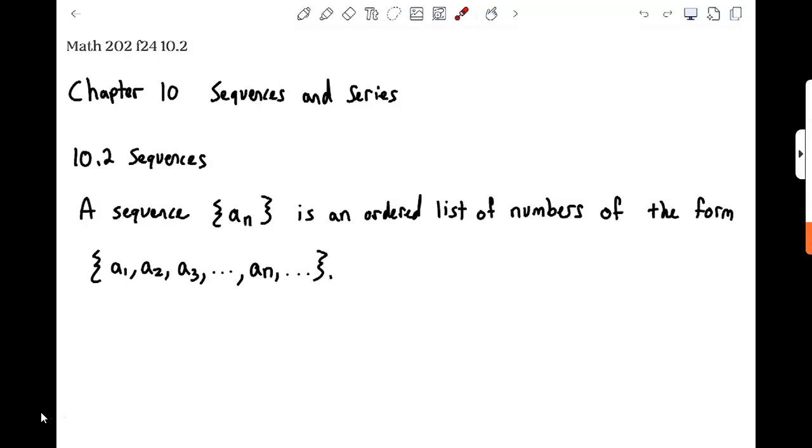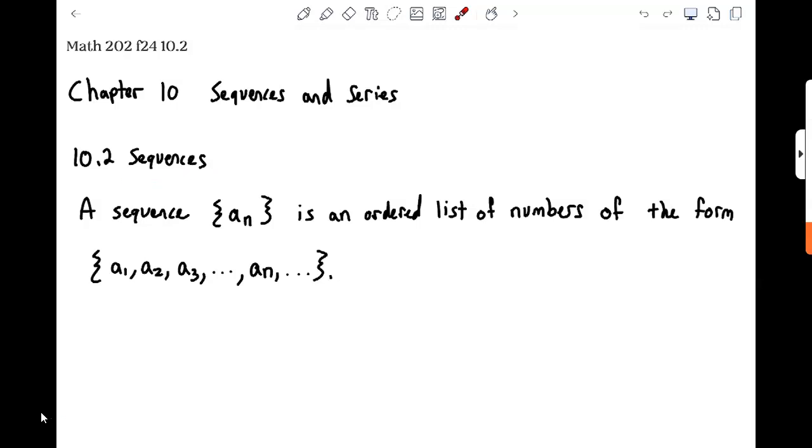The definition might seem a little strange here. A sequence, the notation is braces a sub n, is an ordered list of numbers of the form a1, a2, a3, continuing on to an, and then on forever. A sequence is a list of numbers that continues on forever towards infinity.